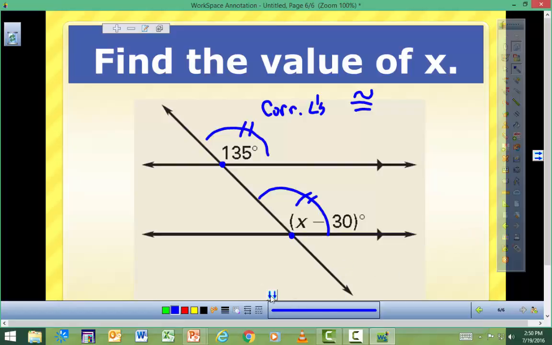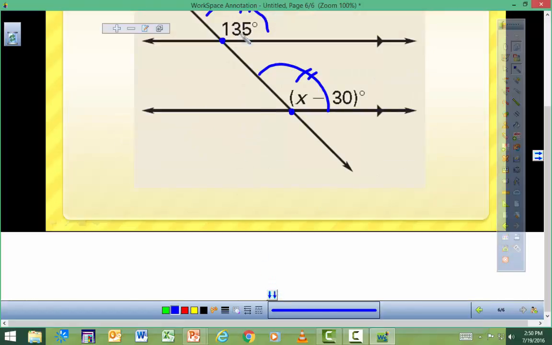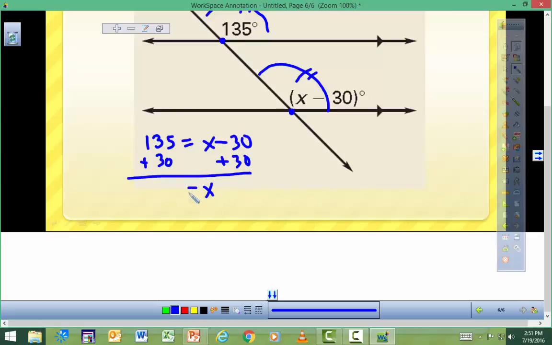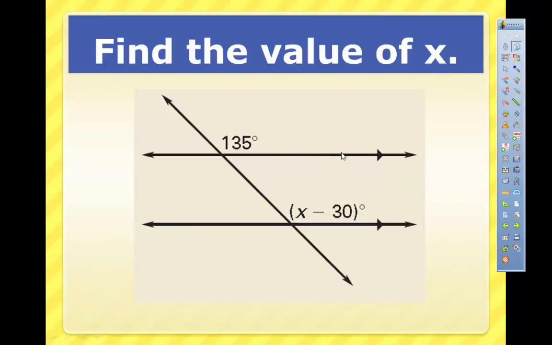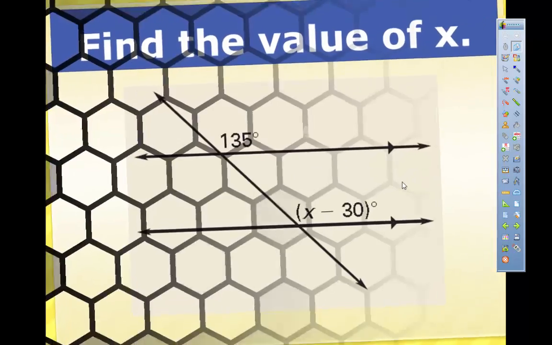Well, what it means then is that I can get an equation. If they're congruent, it means they have the same measure. So I simply say, well, 135 must be equal to x minus 30. And now to solve for x, I'm just going to add 30 on this side, add 30 over here, and hopefully you can easily get the answer here that x is equal to 165. Bam. Are we good or what? Okay, so sometimes you'll have little algebra problems to do as well.